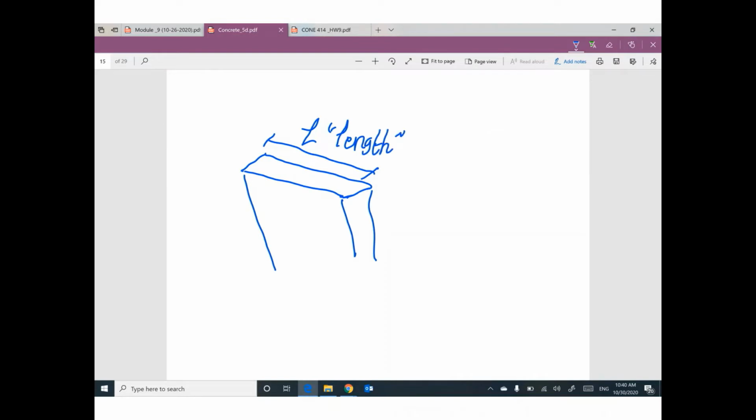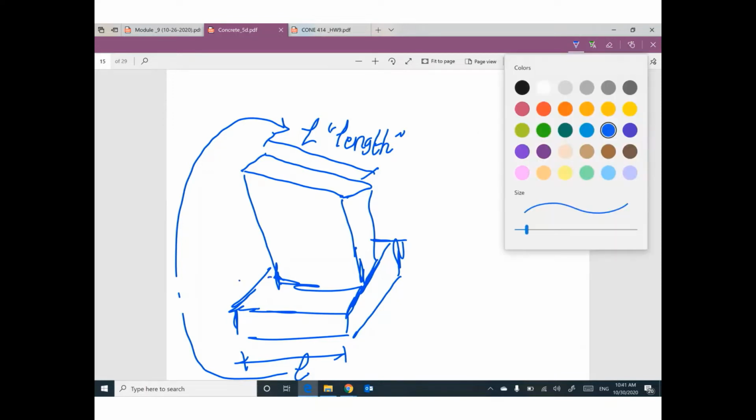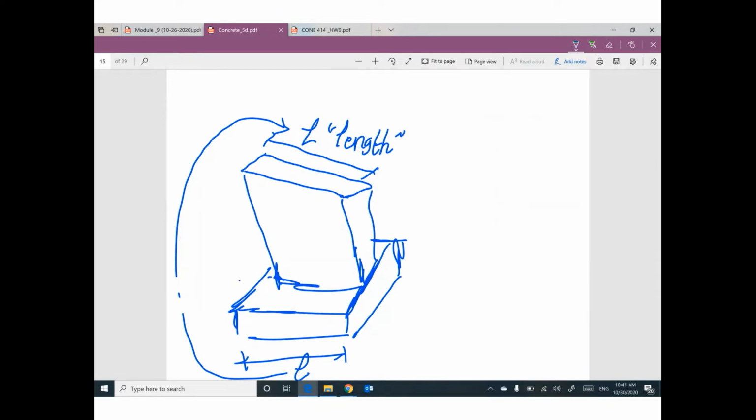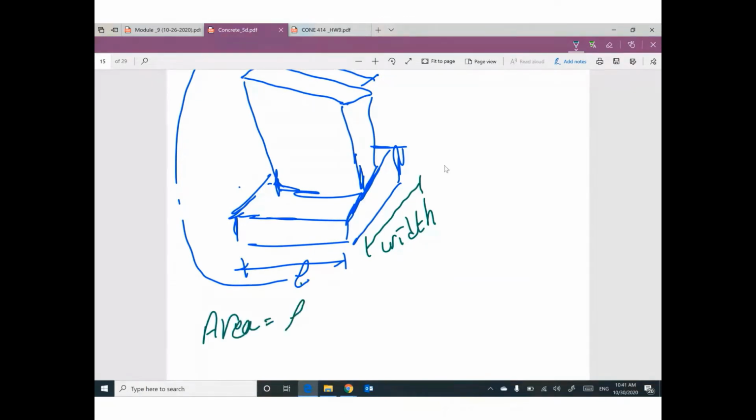Then the footing length is known, the same length as the wall. Probably you can extend 1 foot and another 1 foot from the two sides or two ends. That's fine. So what will be the width of the footing? This is the first case. So the area of the footing will be this length times this width.